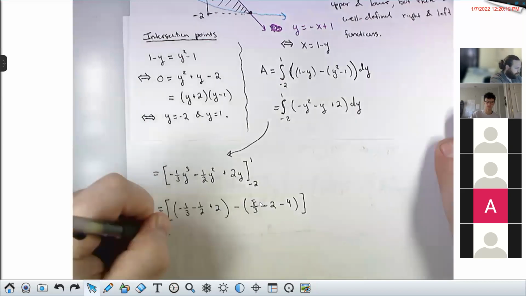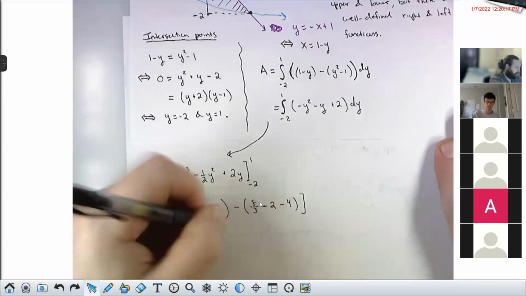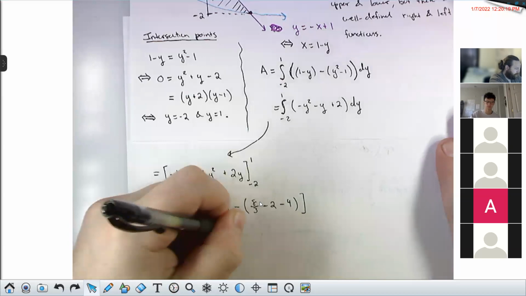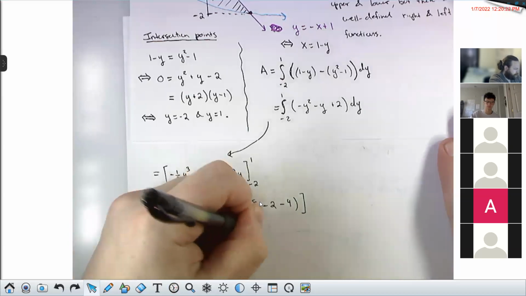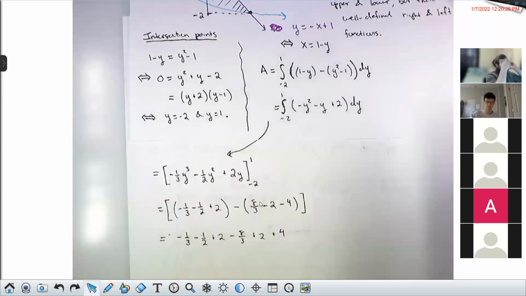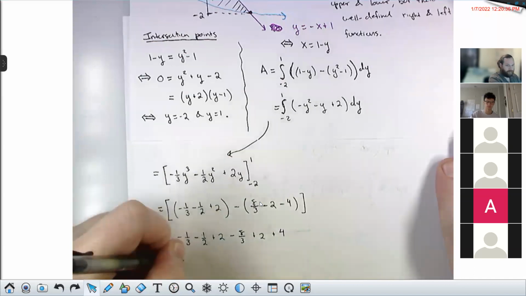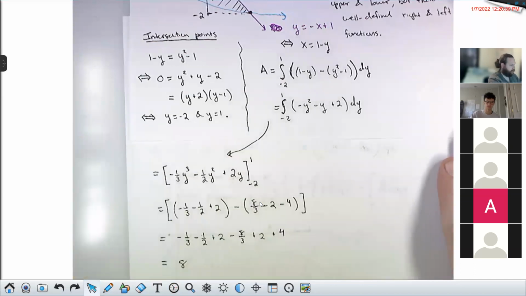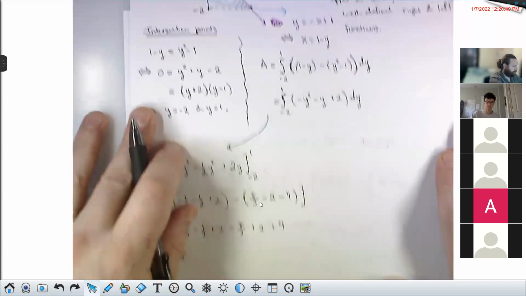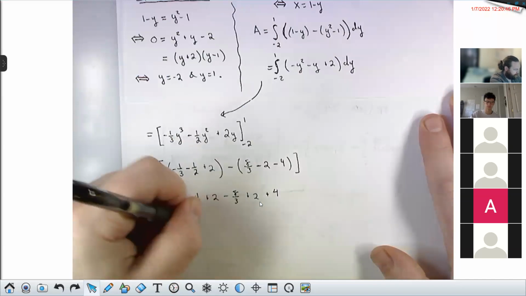So what do we have all together? I'll just write it out: minus 1/3, minus 1/2, plus 2, minus 8/3, plus 2, oh, plus 4, yeah. Okay. So what do I have here? I've got 2 plus 2 is 4, plus another 4 is 8. That's just the integers. I previously said the integers sum to 0. I got a sign wrong now, I'm sorry. Then we'll have minus 1/3, minus 1/2, minus 8/3.